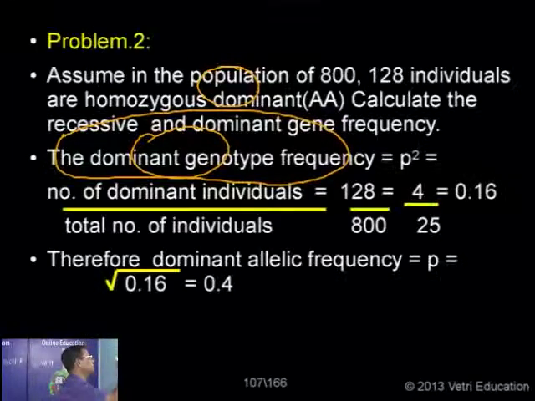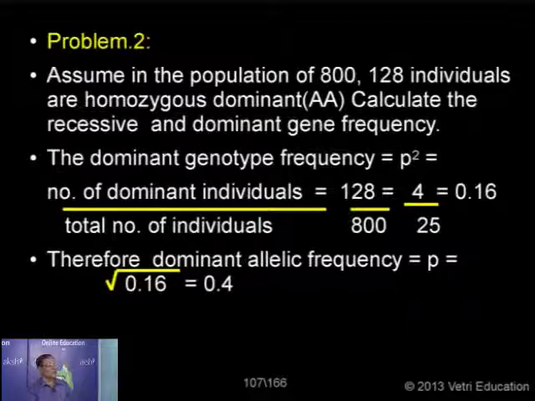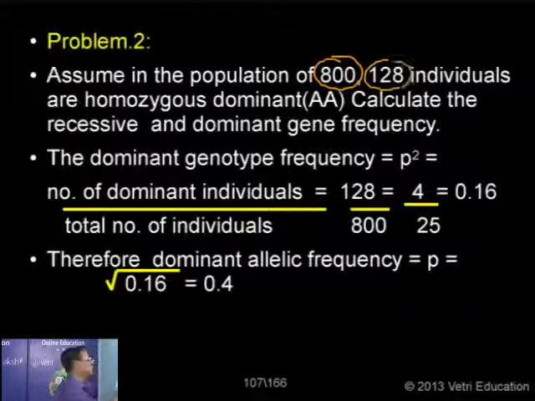I worked it out. Now in the population, the total number of individuals is 800. Out of this, 128 individuals are homozygous dominant. Simply, they ask: calculate the recessive and dominant gene frequency. Calculate the dominant and recessive gene frequency. This is another model of the problem. I worked out 3 problems for 3 models.